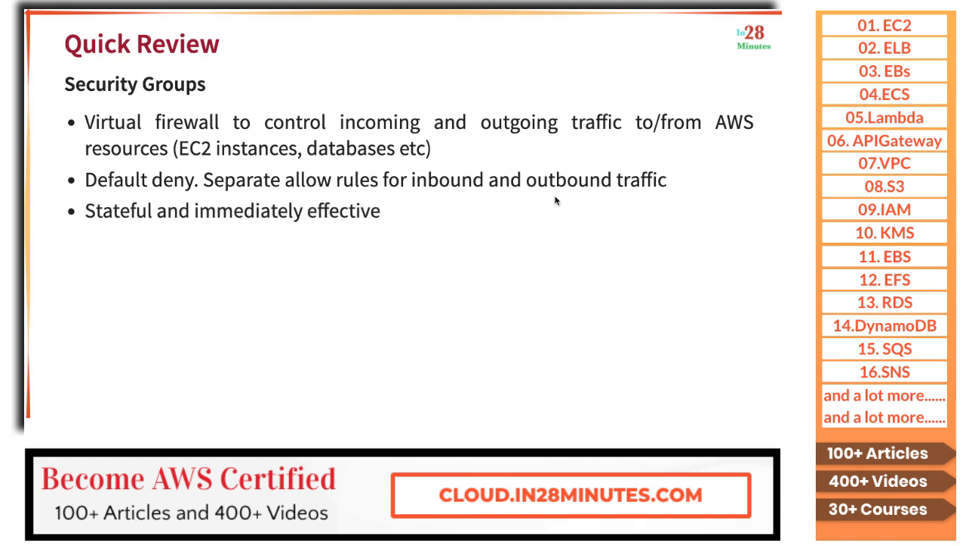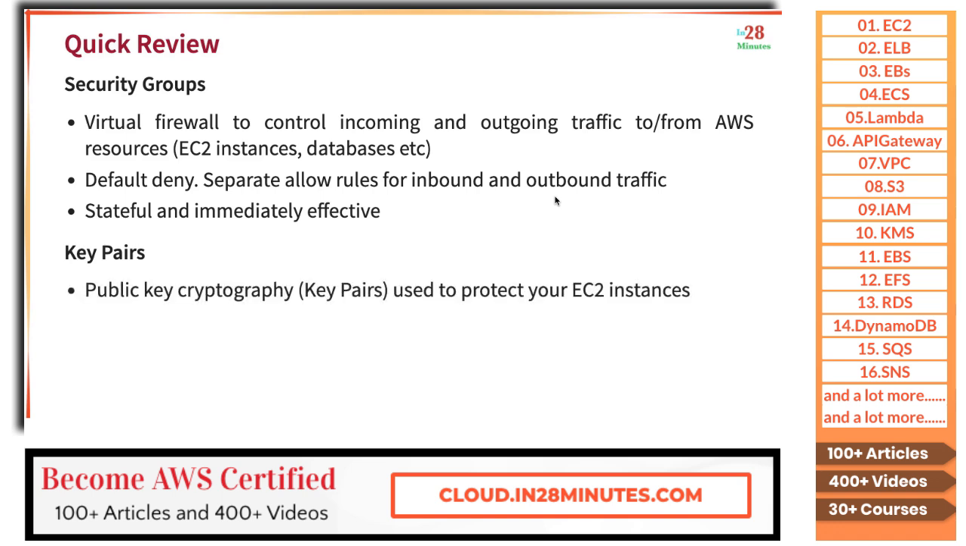Security groups are stateful, which means that once you allow inbound traffic, the outbound traffic for that specific request is automatically allowed. You can assign multiple security groups to your EC2 instances, and also any changes on the security groups are immediately effective. The next thing we would want to talk about are the key pairs.